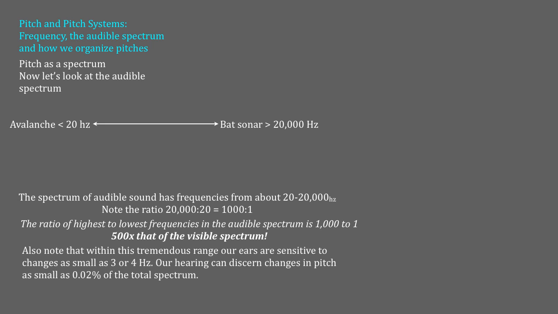Also note that within this tremendous range, our ears are sensitive to changes as small as 3 or 4 hertz. Our hearing can discern changes in pitch as small as 0.02% of the total spectrum. This is especially true in the range of frequencies from about 1 or 2,000 to 3 or 4,000 hertz, which is where we hear a lot of our natural sounds and some of our speech as well. So how do we take this vast range and organize it into the pitch systems that we use in music?